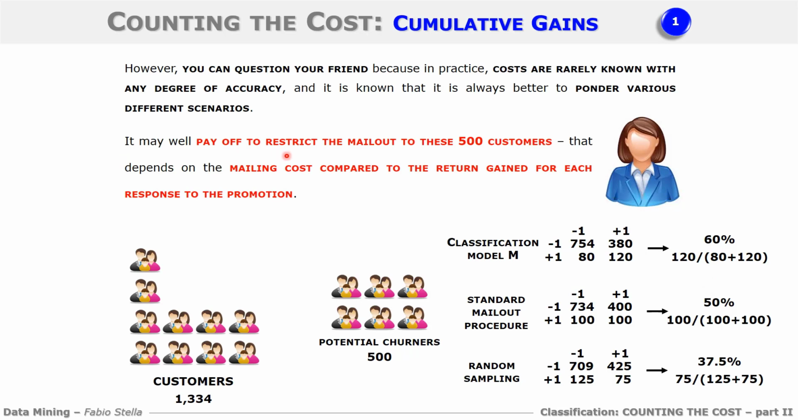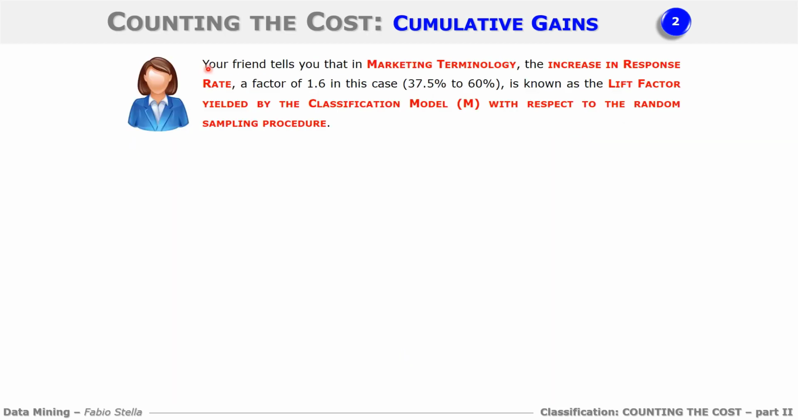Then it may well pay off to restrict the mail-out of these 500 customers. That depends on the mailing cost compared to the return gain for each response to the promotion. Well, your friend now tells you that in marketing terminology, the increase in response rate, a factor of 1.6 in this case, rising from 37.5% achieved by applying the random sampling up to 60%, which is achieved by applying the classification model you have developed, is known as the lift factor yielded by the classification model capital M with respect to the random sampling procedure.